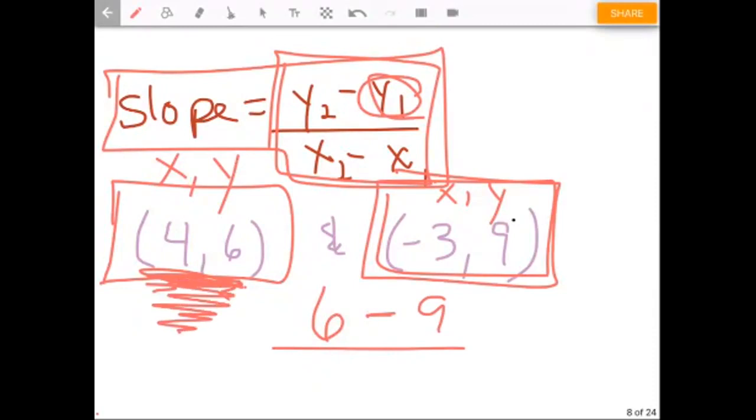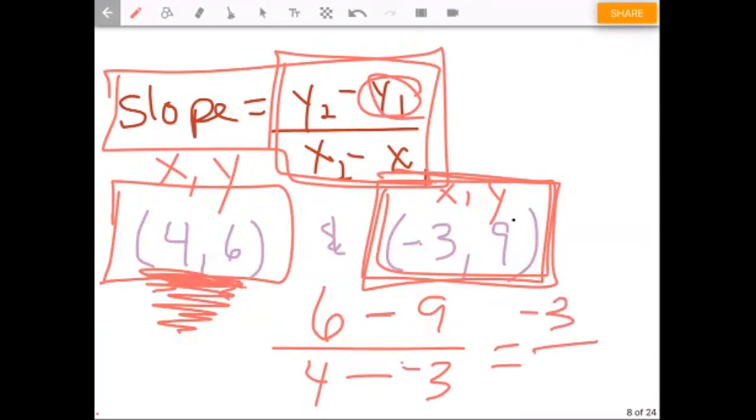Which one's x? 4. 4 minus, and then we go to the second point, and which one's x? 6. Oh, 3. I'm sorry. Yeah, and it's a negative 3, but good. So we have 6 minus 9 is negative 3, and 4 minus negative 3 is positive 7. Negative 3 sevenths doesn't reduce, so that would be our slope of that line between those 2 points would be negative 3 sevenths.